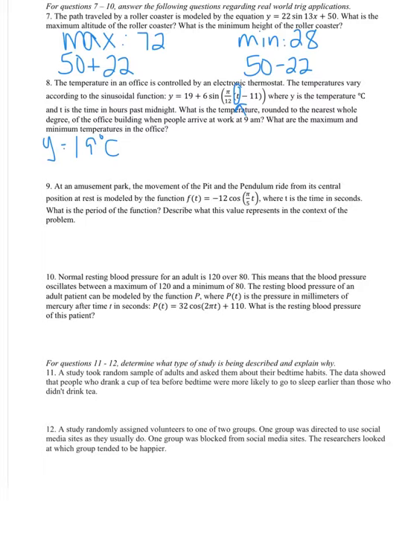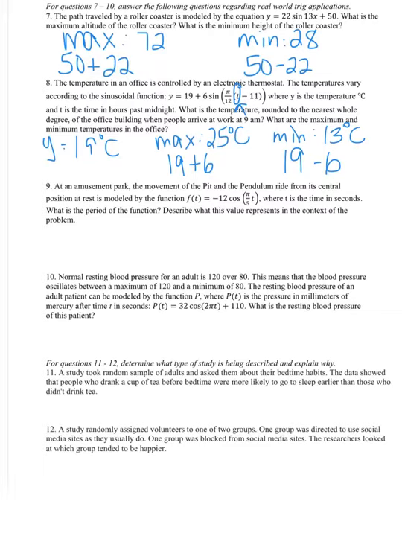And then the next question, it says, what are the maximum and minimum temperatures? So the maximum and minimum temperatures, that's talking about the range again. So how high up does the temperature go? How far down does the temperature go? So you would take your midline for the maximum, take your midline at 19, and add the amplitude of 6. So the maximum temperature is 25 degrees Celsius. The minimum, you would do the midline minus the amplitude and get 13 degrees Celsius.